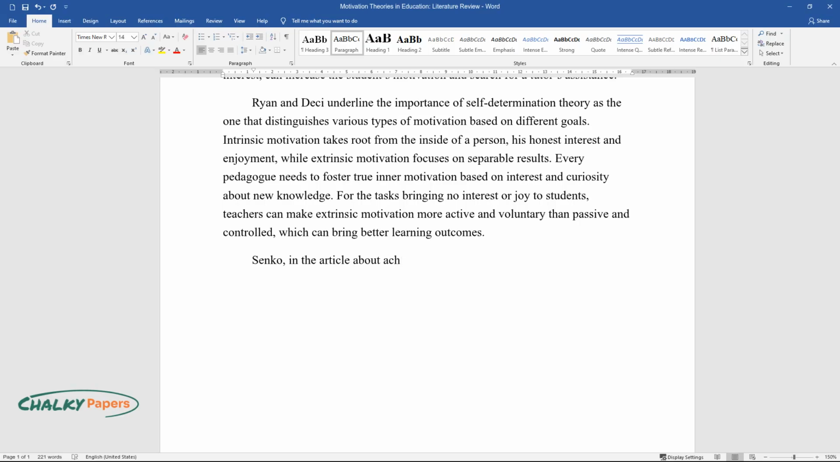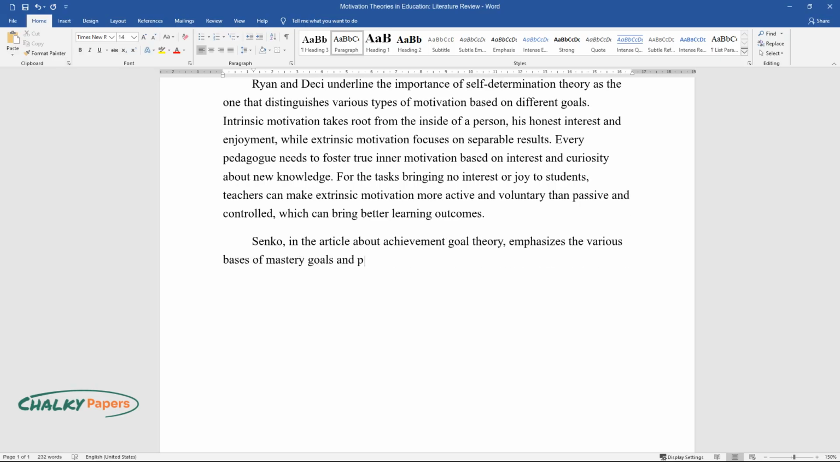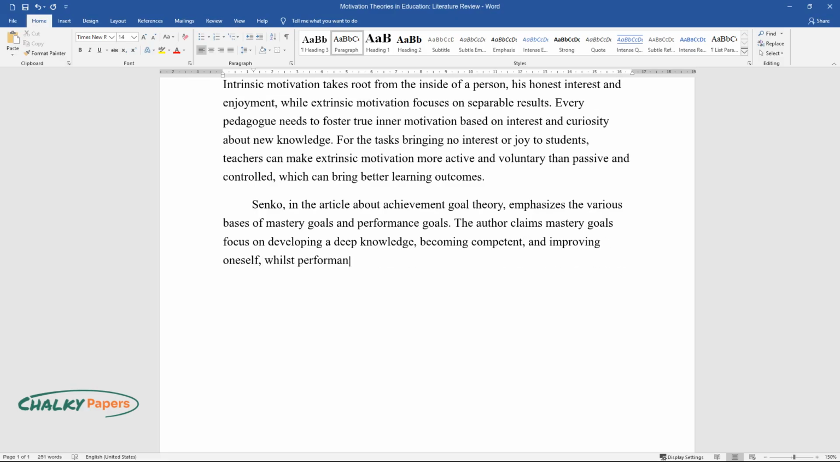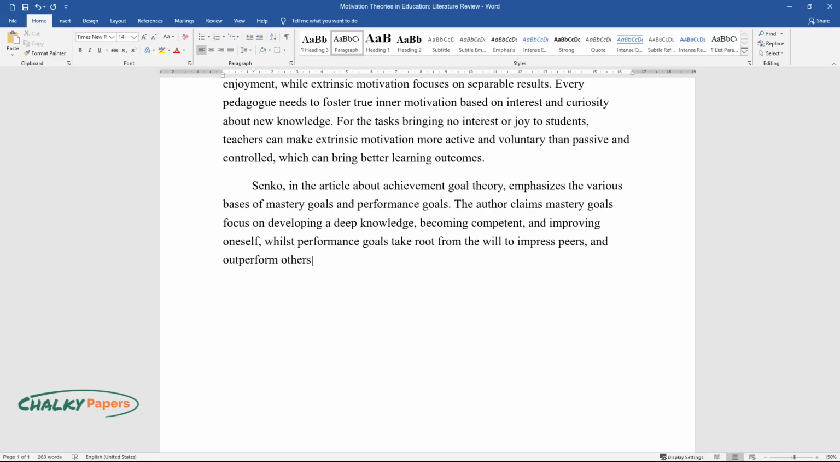Senko, in the article about achievement goal theory, emphasizes the various bases of mastery goals and performance goals. The author claims mastery goals focus on developing a deep knowledge, becoming competent, and improving oneself, whilst performance goals take root from the will to impress peers and outperform others.